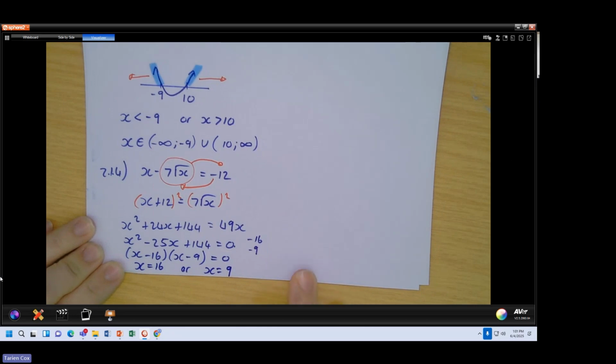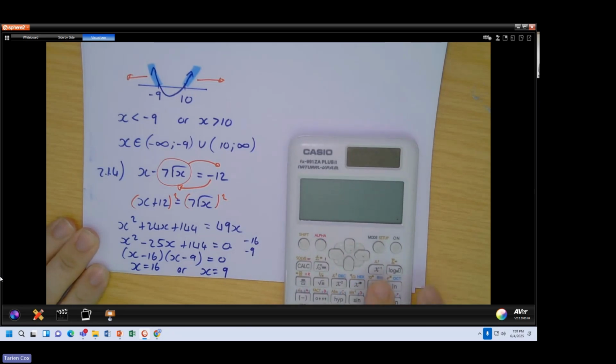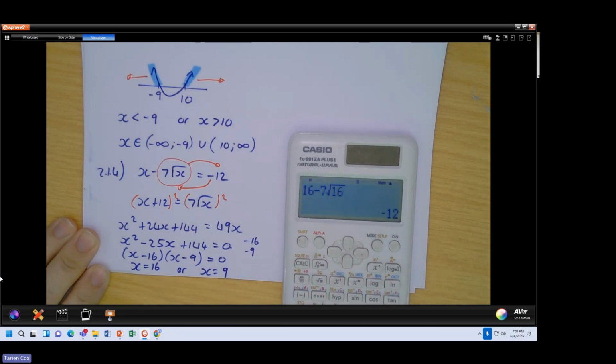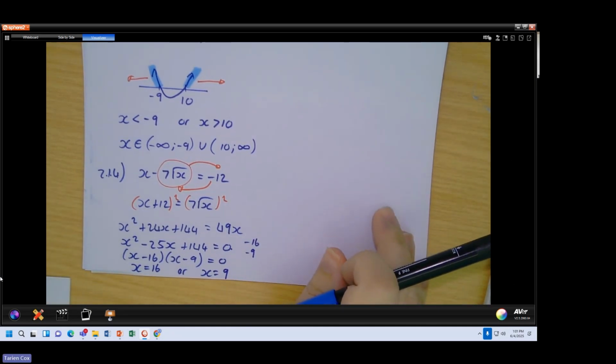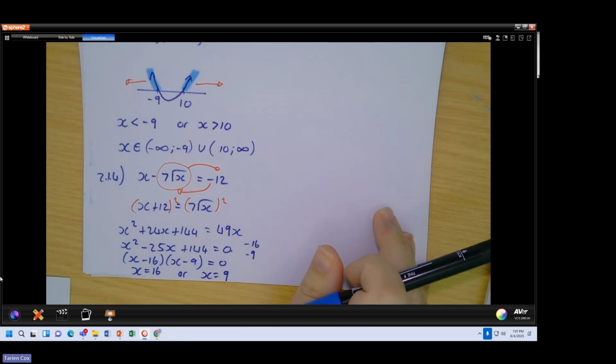The last step in this specific question would be that we need to go and test both of these two answers and see if left-hand side is equal to right-hand side. So I go now and I say 16 minus 7 square root 16, that equals negative 12, so 16 works. Then we do the same, 9 minus 7 square root 9, and that still gives me negative 12, so both of these answers work. Right. Move along to 2.2.